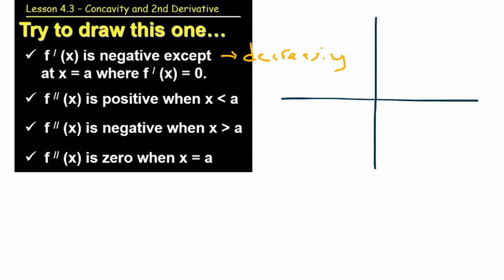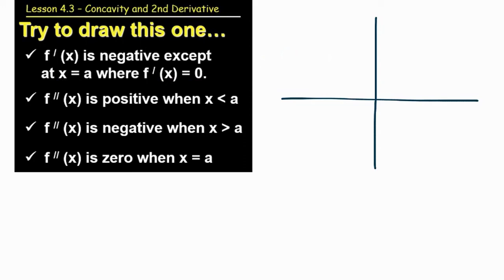Except at x equals a. At x equals a, it says that the derivative is equal to 0, which would mean that we have a horizontal tangent line at that one moment. Are you starting to picture the graph? Remember, it's a graph that goes down. So what about this next statement?